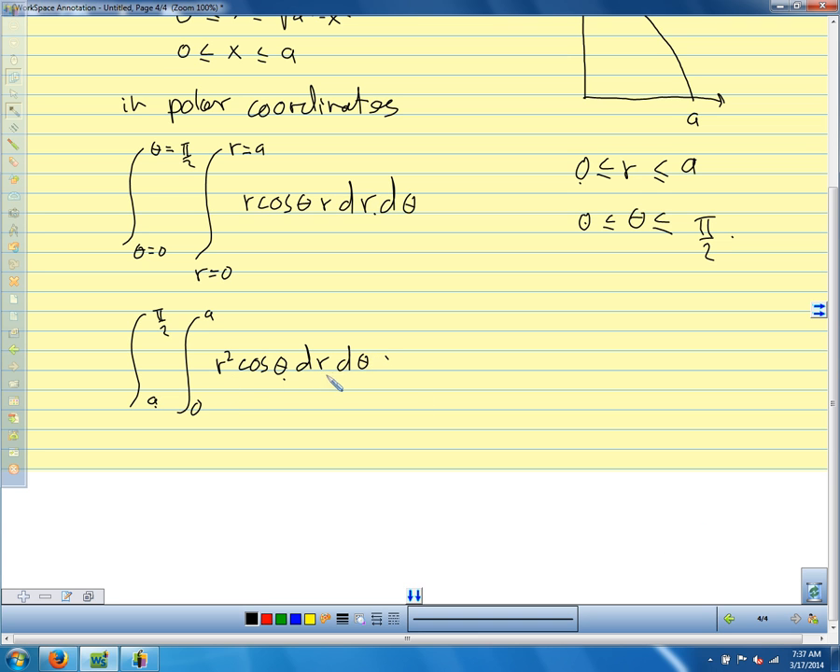And this one is easy to evaluate. We take the integral of r squared dr, we get r cubed over 3, evaluated from 0 to a. And then our theta integral is just the integral of cosine theta, which is easy to do. Our limits of integration are both constant. Questions on how we set that one up?